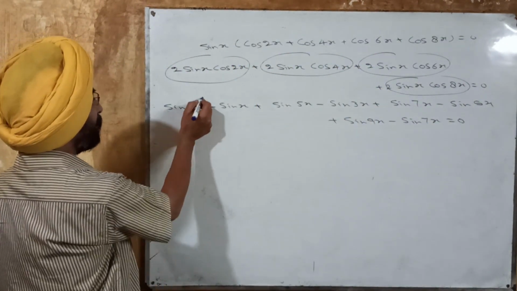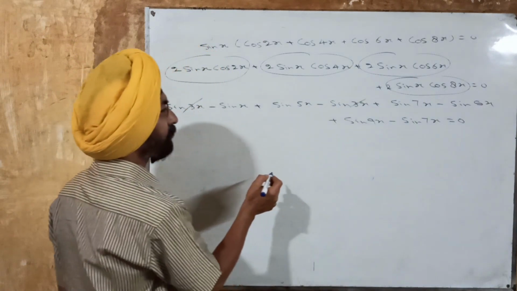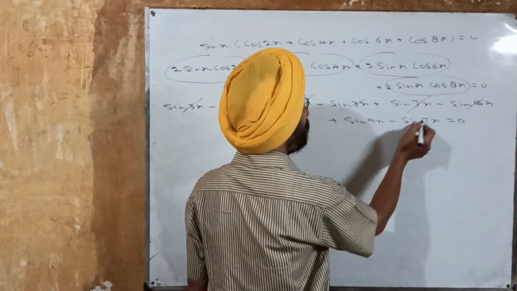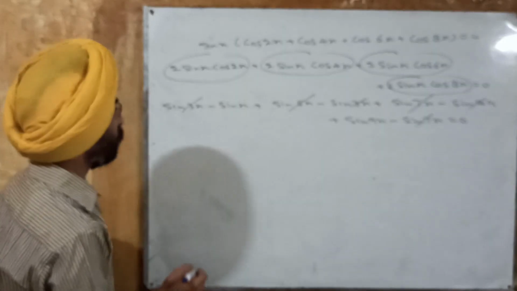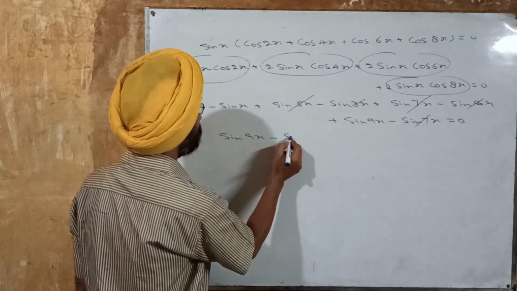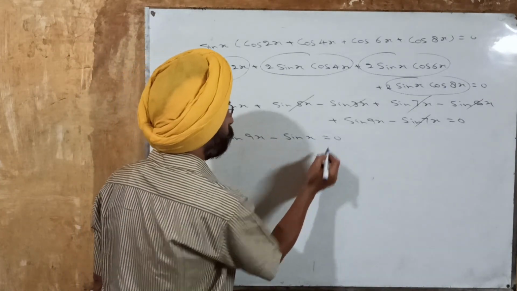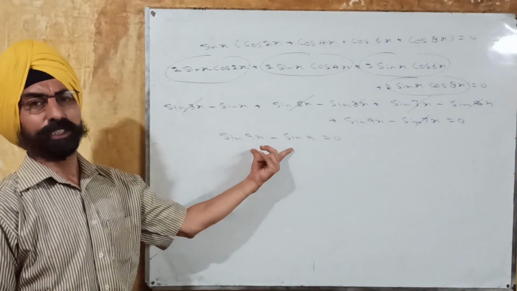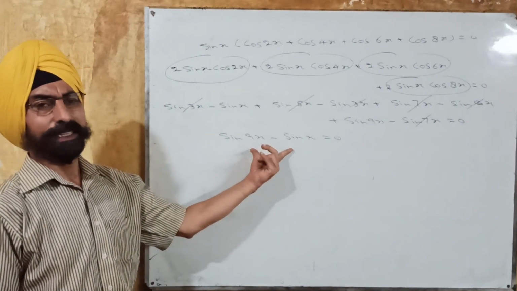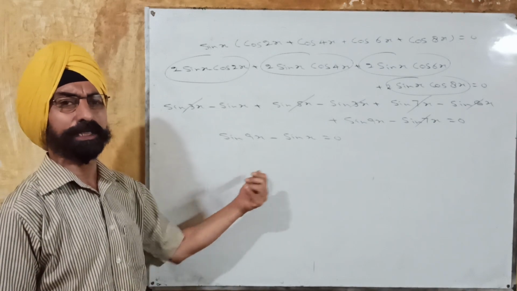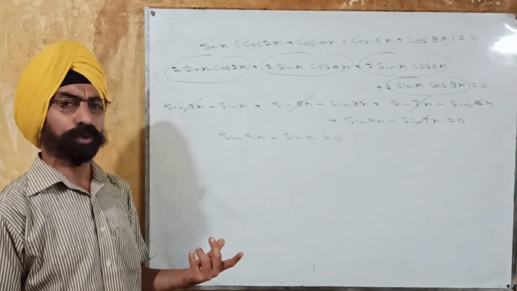Look carefully, this sin 3x positive and negative will be cancelled. This sin 5x positive and negative will be cancelled. This sin 7x positive and negative will be cancelled. And you will be left with only two terms, that is sin 9x minus sin x is equal to 0. Now once again, you can apply the formula for sin C minus sin D, and then you will get two terms, either one term in cos is equal to 0 or the second term in sin is equal to 0, and the two solutions you can have.